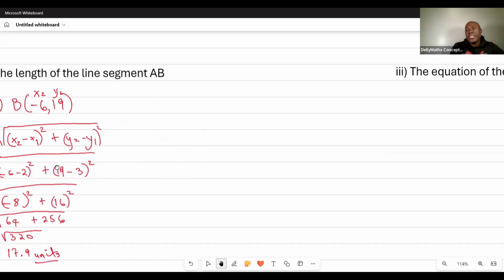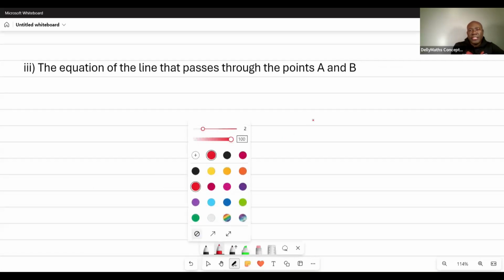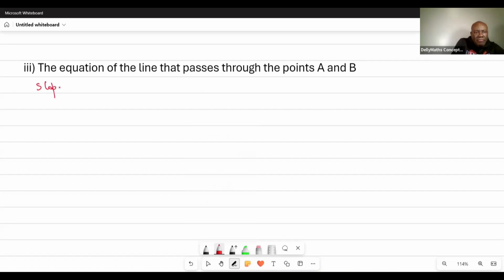Let's take a look at the third question. We want to find the equation of the line that passes through the points A and B. If you're going to find the equation of the line, we need a few things. We need the slope for this line segment. The slope AB, remember, we found to be -2. And we can use a point, either A or B. I'm taking A, which is (2, 3). Remember, this is our X value and that's our Y value.